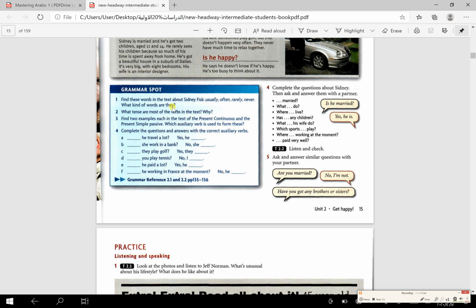Here in the grammar spot, they use usually, often, rarely, never. This kind of words, we call adverbs of frequency.